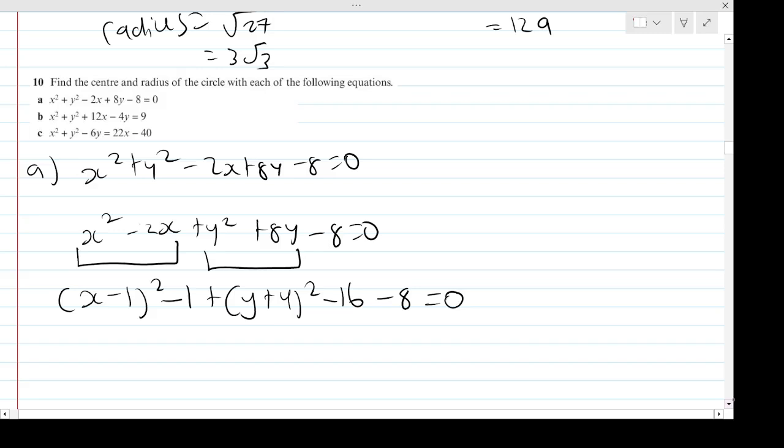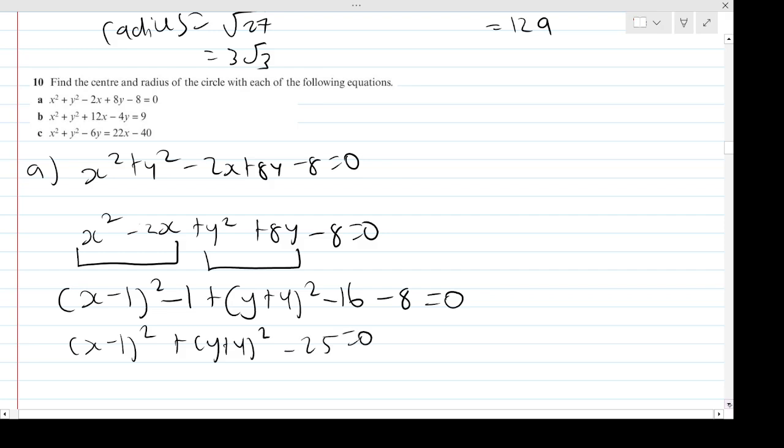Now we can just work out the numbers. So we have (x - 1) squared plus (y + 4) squared, and then minus 1 minus 16 minus 8 gets you minus 25, okay?